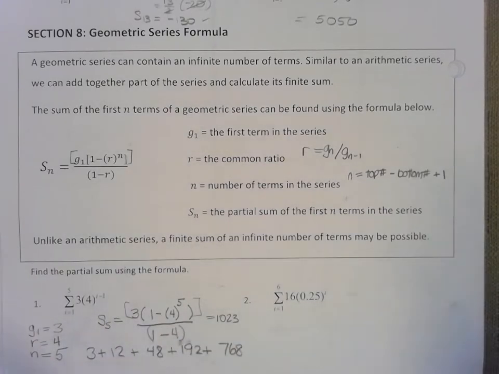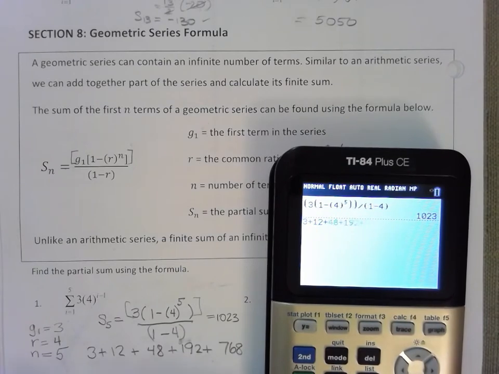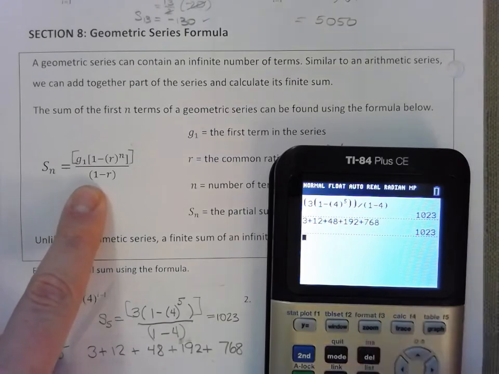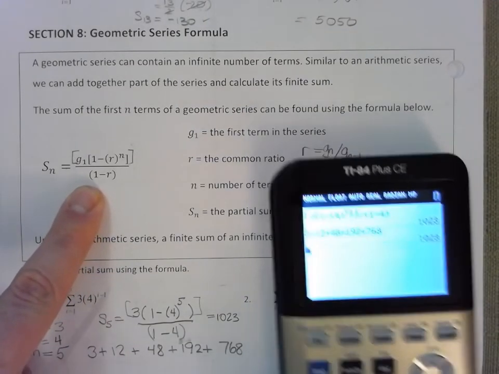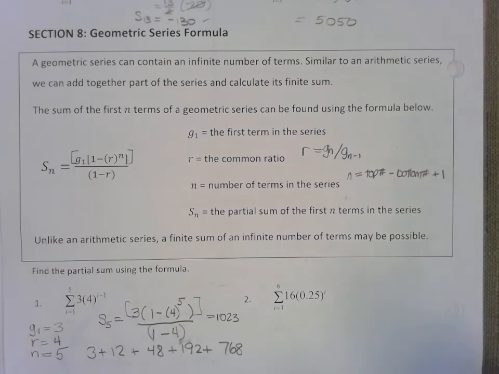Yeah, we could just add these all together using our calculator. What we should do is get the same sum. 3 plus 12 plus 48 plus 192 plus 768. And it works. Now it's supposed to work. We're supposed to get the same sum, but at least now you believe me that this formula is going to save you time for generating all these terms out and adding them together separately. Let's take a look at exercise 2 next.